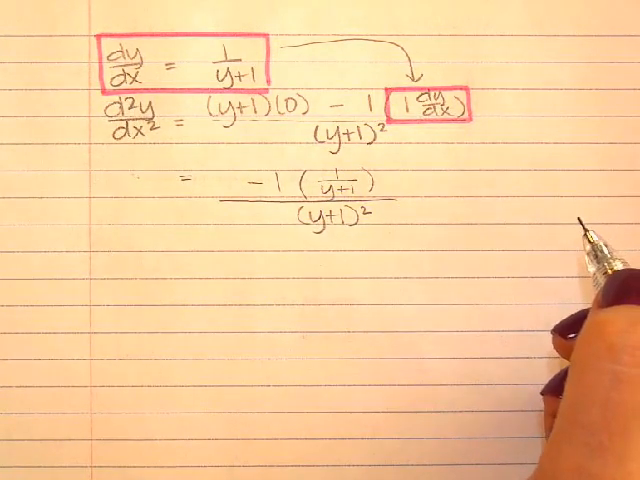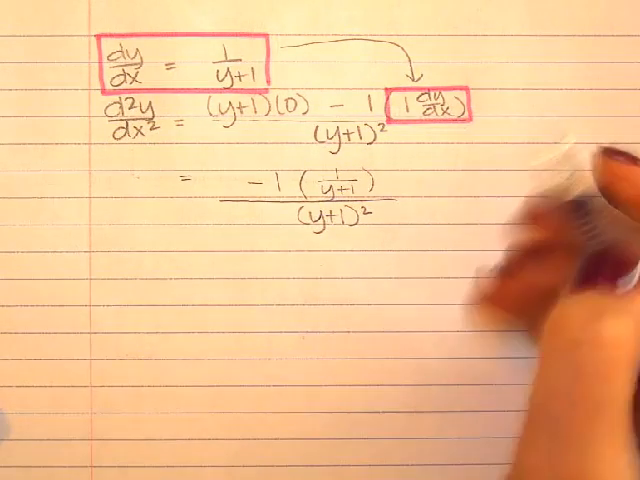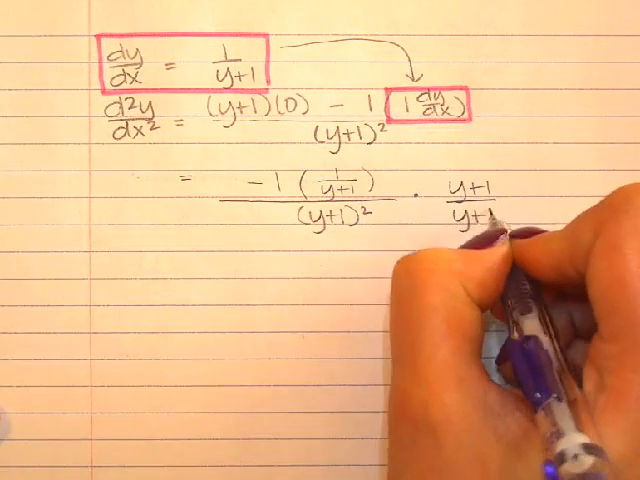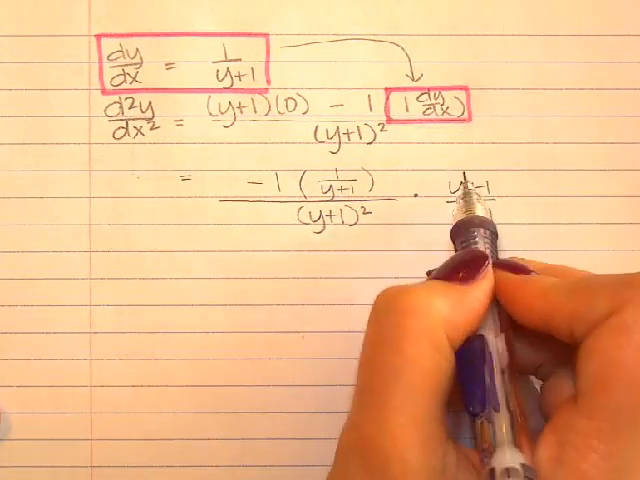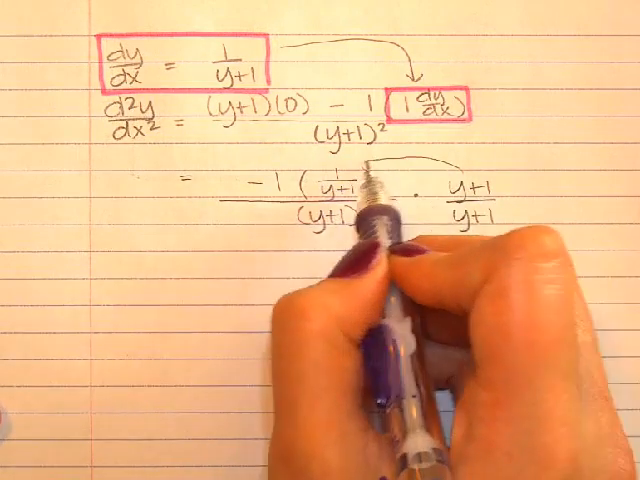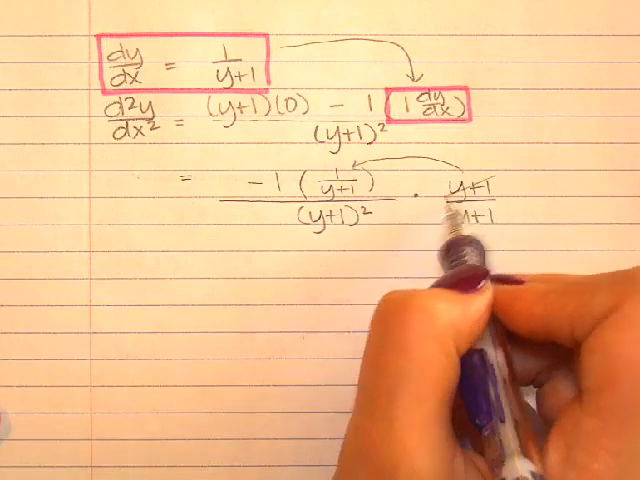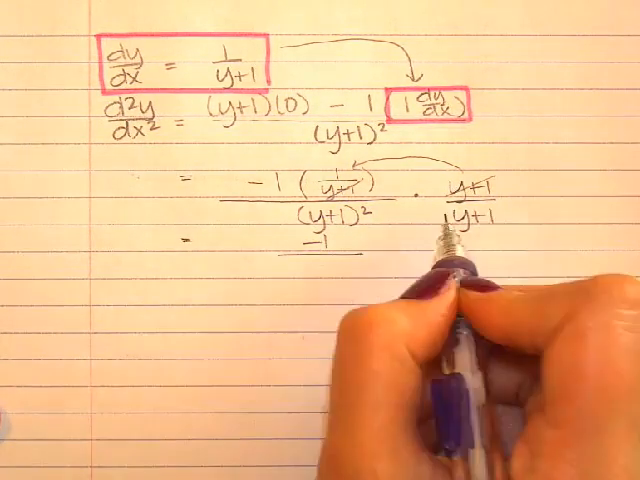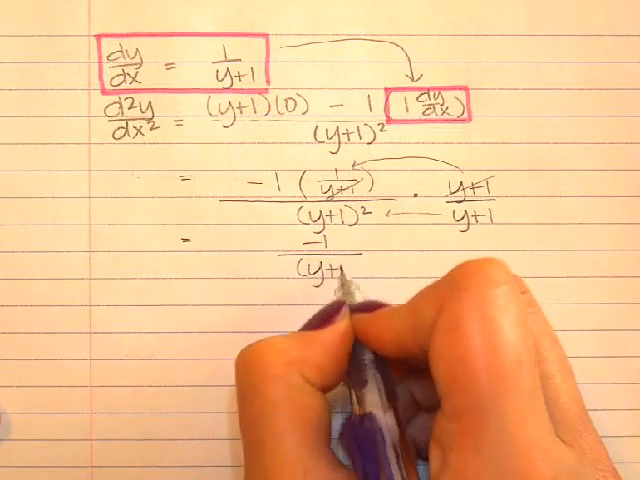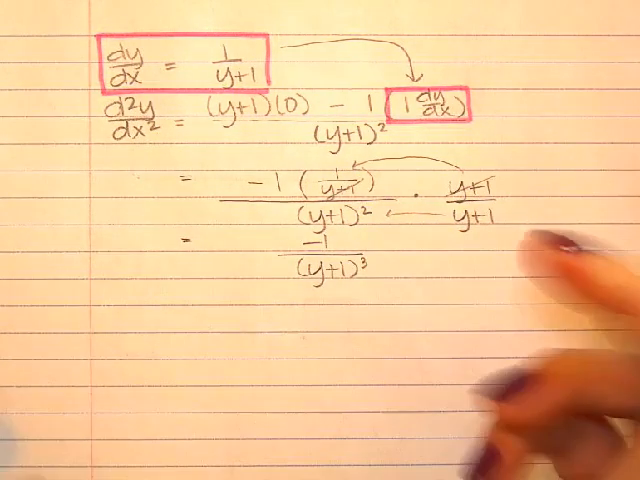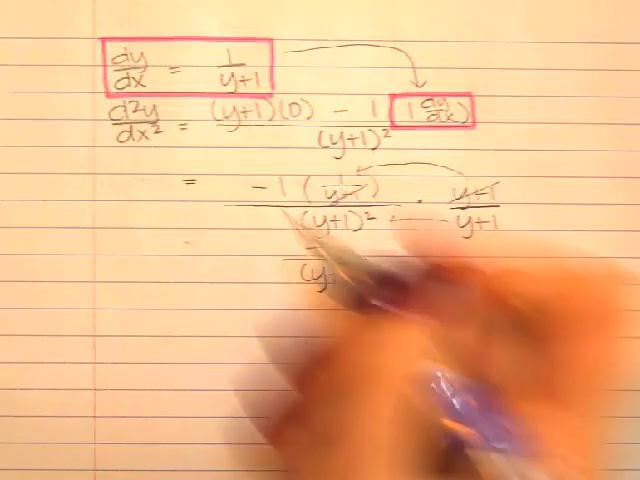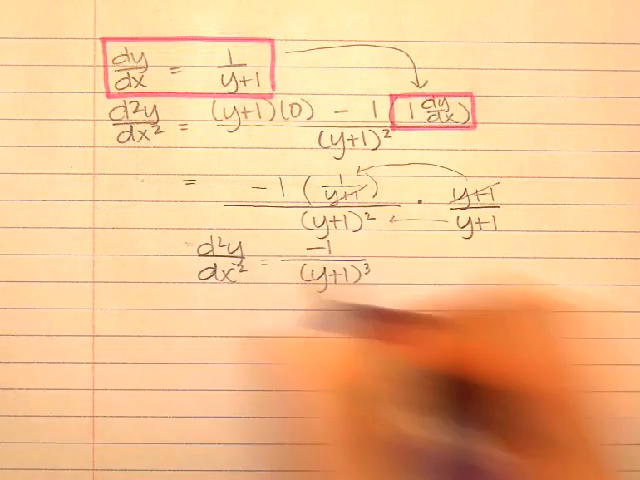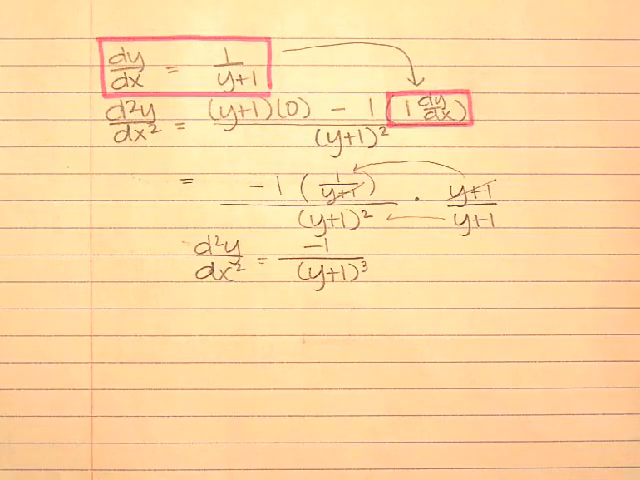And if I want to get rid of the fact that this is a complex fraction, then I can multiply by y plus 1 over y plus 1. And so on the top, when I multiply this, it's just one term, so it's going to cancel with that. And so I'm just going to get the negative 1 on the top. And then when I multiply the bottom, I'm going to get y plus 1 to the third. So that means that my second derivative is negative 1 over y plus 1 to the third.